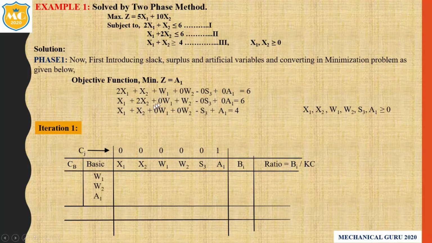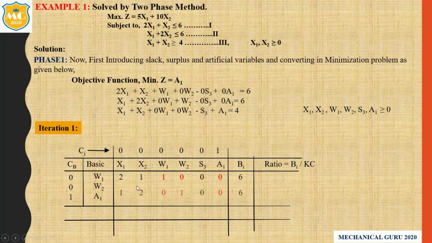Next, the basic variables: we have the slack variables and the artificial variable. So the basic variables are w1, w2 and a1, and the costs are 0, 0, 1. Now we put in the values using these equations. We just write down the technological coefficients. For the first equation, the technological coefficients are 2, 1, 1, 0, 0, 0, 6. Just copy and paste here.